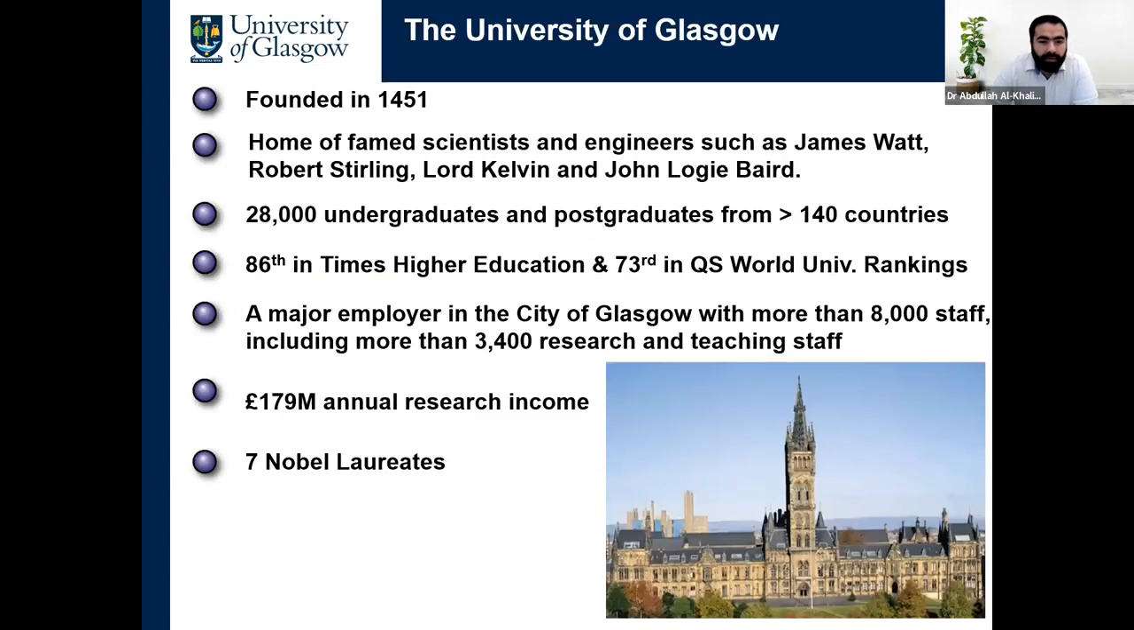The University of Glasgow was founded in 1451, and it is home to several famous scientists, including James Watt, Robert Stirling, and Lord Kelvin. We have about 28,000 undergraduate and postgraduate students. We are ranked 86th in the Times Higher Education and 73rd in the US World University ranking. We have about 8,000 staff, including 3,400 research and teaching staff. Also, we have an annual income of around £180 million, and we have seven Nobel laureates.